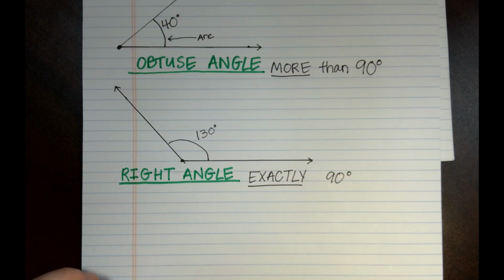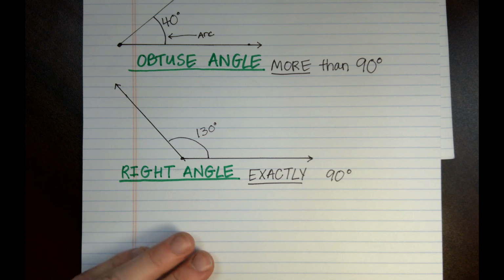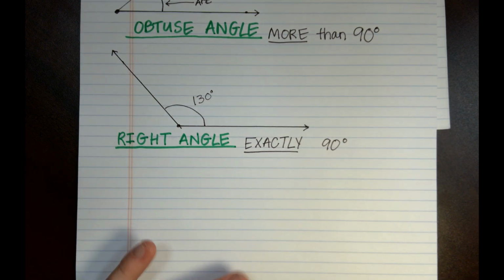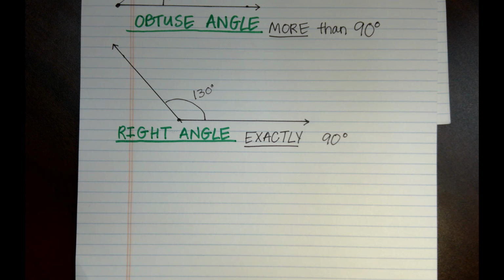Okay, and then last but not least, your right angle is exactly 90 degrees. So it should look like the corner of most tables.